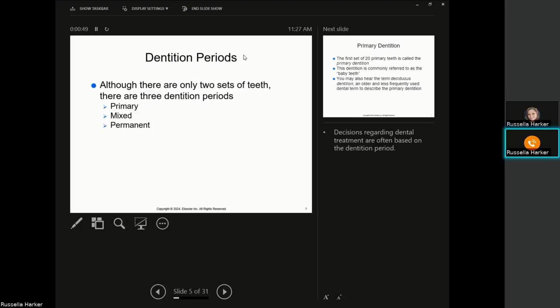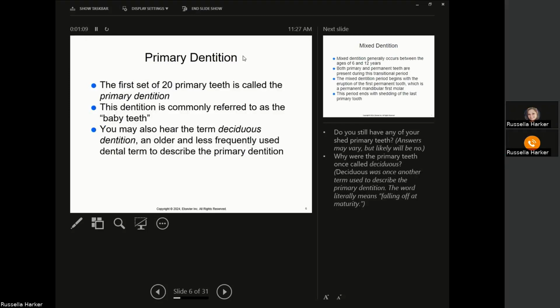So you may hear these called different names: primary teeth, baby teeth, or deciduous teeth. Those are all primary teeth. For adult teeth, usually they are just called adult or permanent teeth.